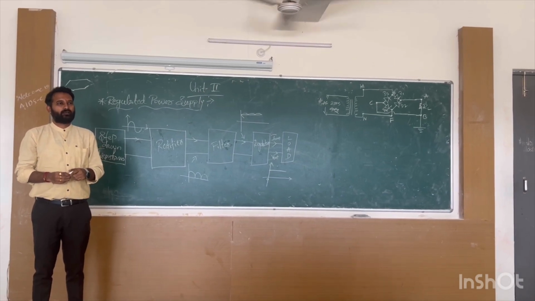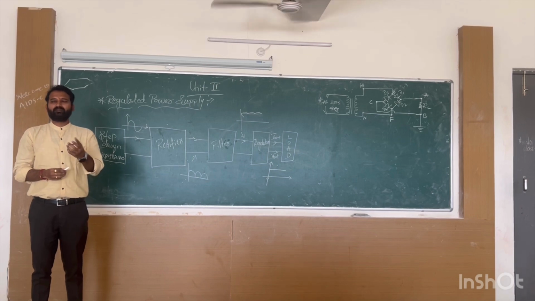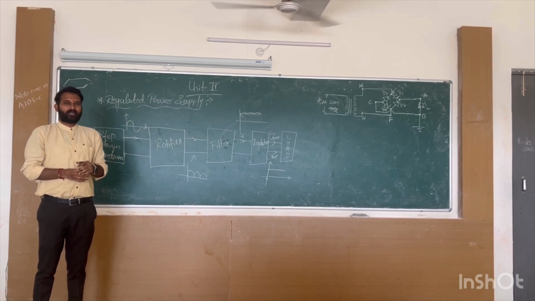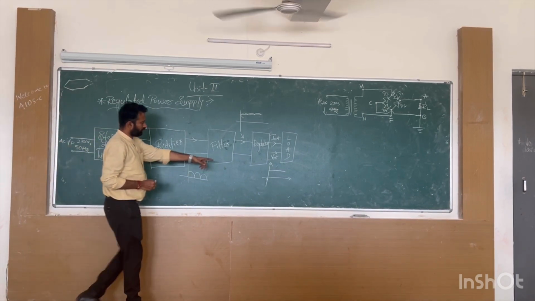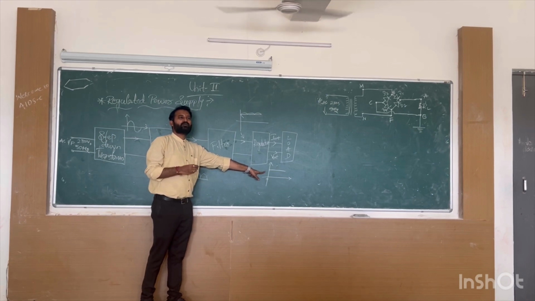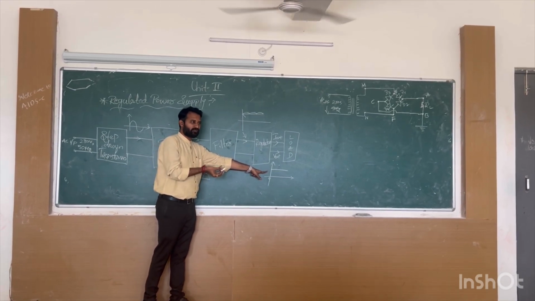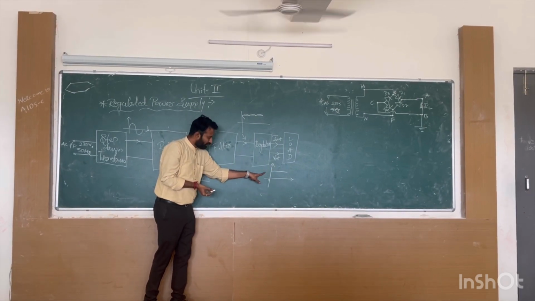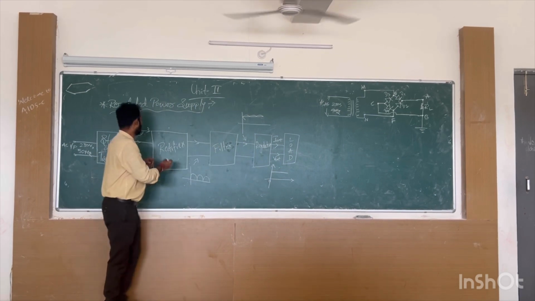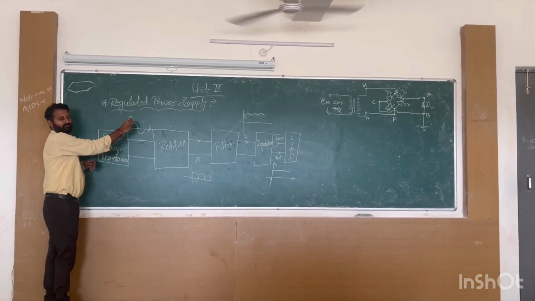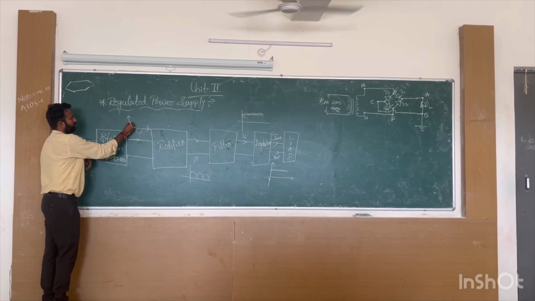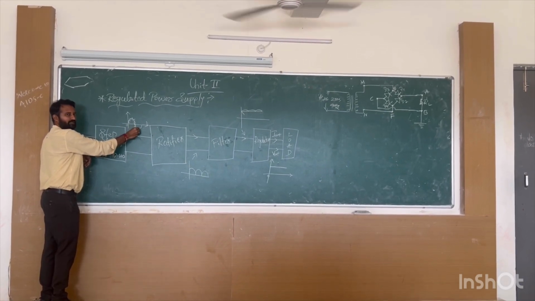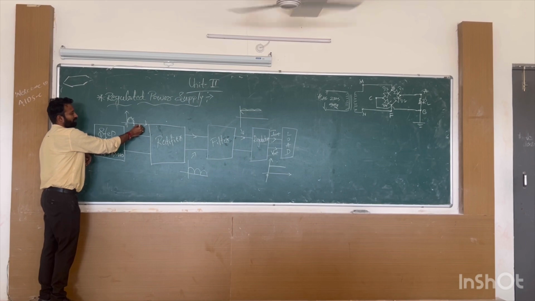A regulated power supply gives a surety to the user, to the developer, to the engineers, that it will maintain a constant output, a stable output, even though your input is changing. This is 0, 1, 2, 3, 4, 5, 4, 3, 2, 1, 0, minus 1, minus 2, minus 3, minus 4, minus 5, minus 4, minus 3, minus 2, minus 1, 0.